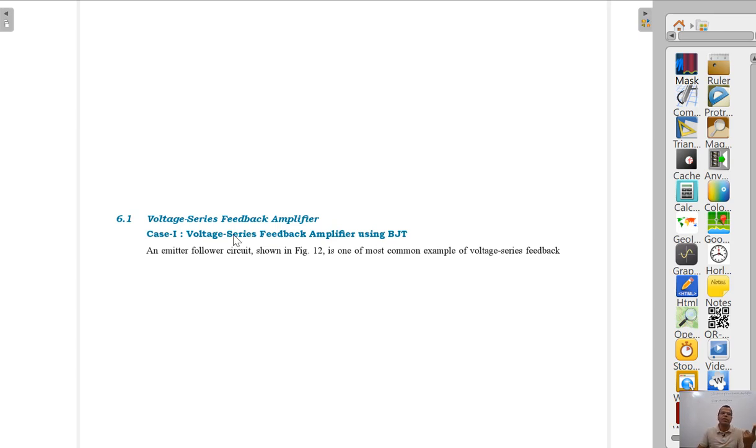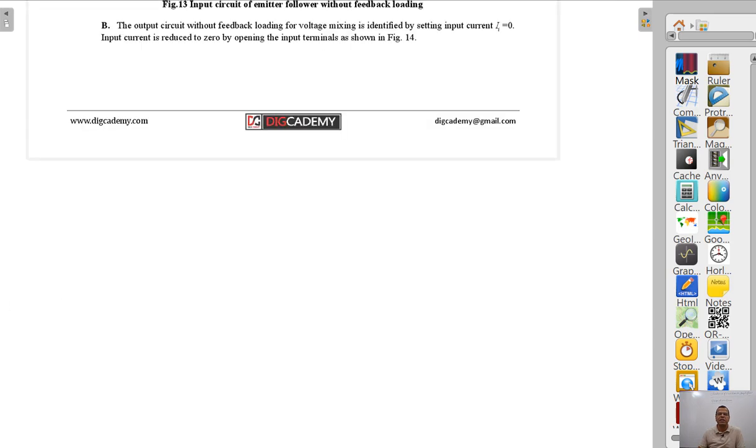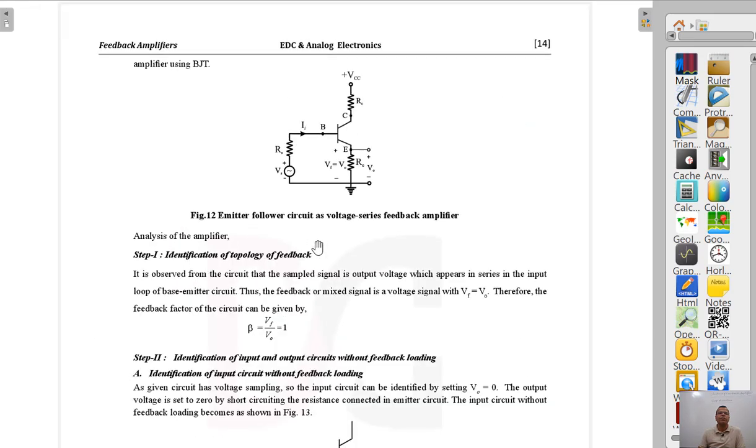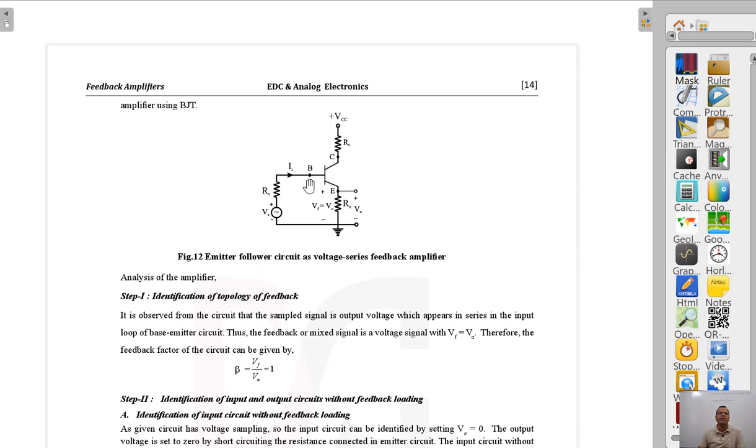So first we will be talking about the voltage series feedback amplifier using BJT. The simple circuit of the voltage series feedback amplifier is this. Please see it carefully. This is the circuit; you can just identify the circuit. This circuit is basically a voltage follower circuit.